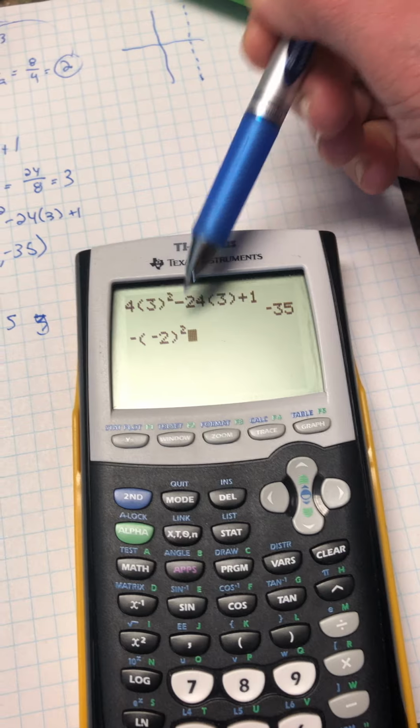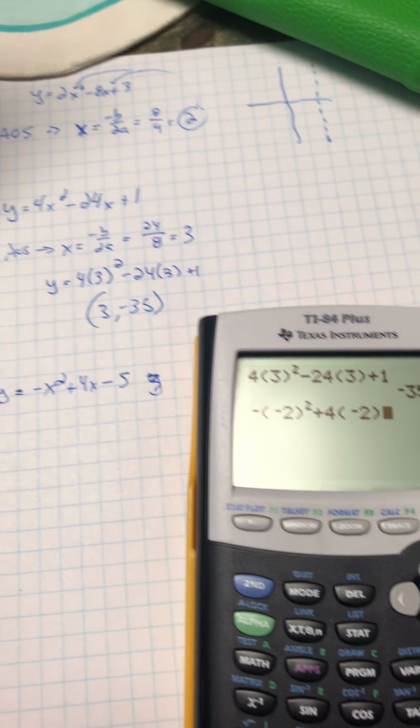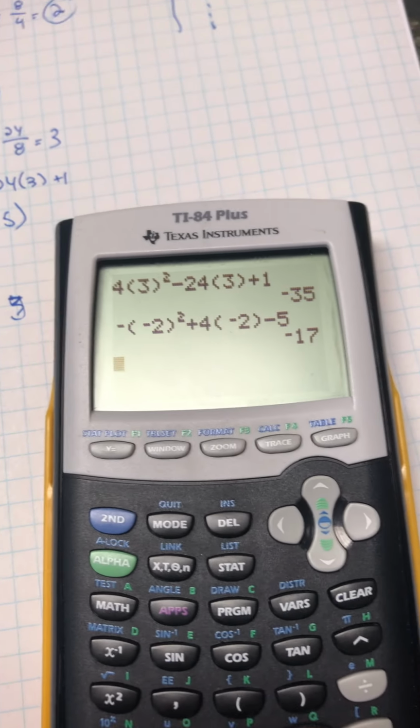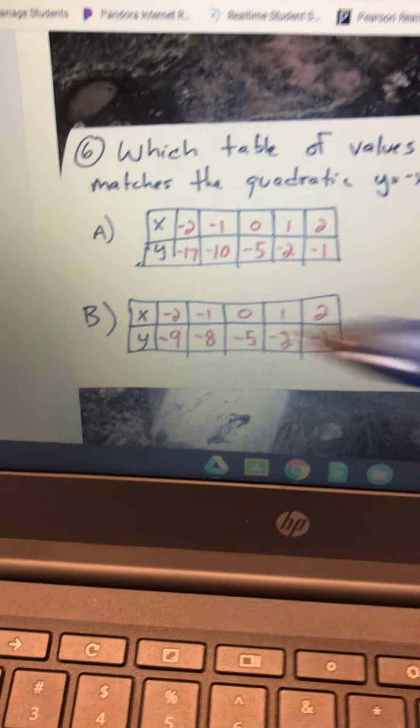It's the opposite of x squared plus 4 times -2 and then -5. Hit enter and I get -17. So therefore when I plug in -2, I get -17. My correct answer is A for that guy.